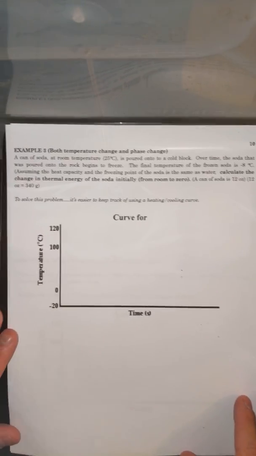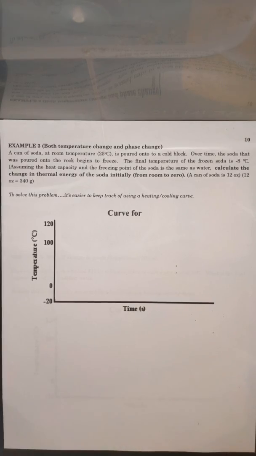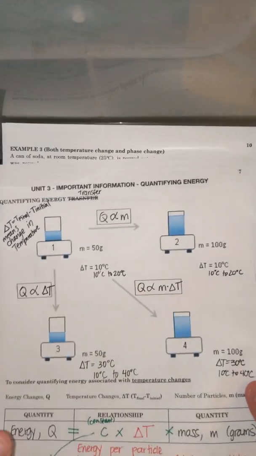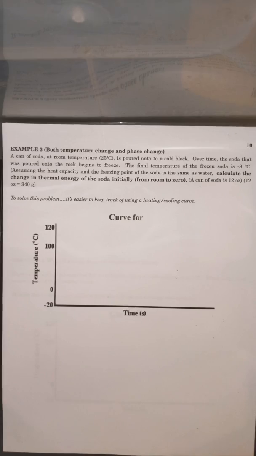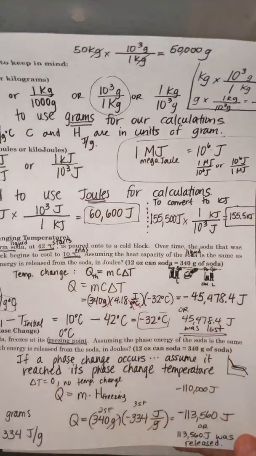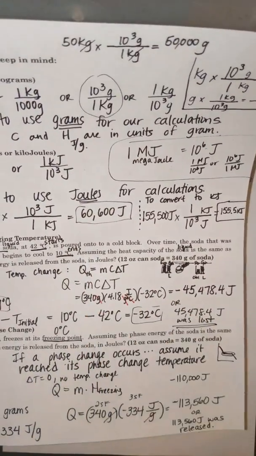So I wanted to continue these video notes for Unit 3, important information on quantifying energy. We are going to jump to page 10. In the previous videos, I walked you through the new equations of Q equals mc delta T and Q equals mH. We did two very simple examples of just plugging and chugging those equations with given information. Now we're just going to up it a notch and do a couple of things with these equations.